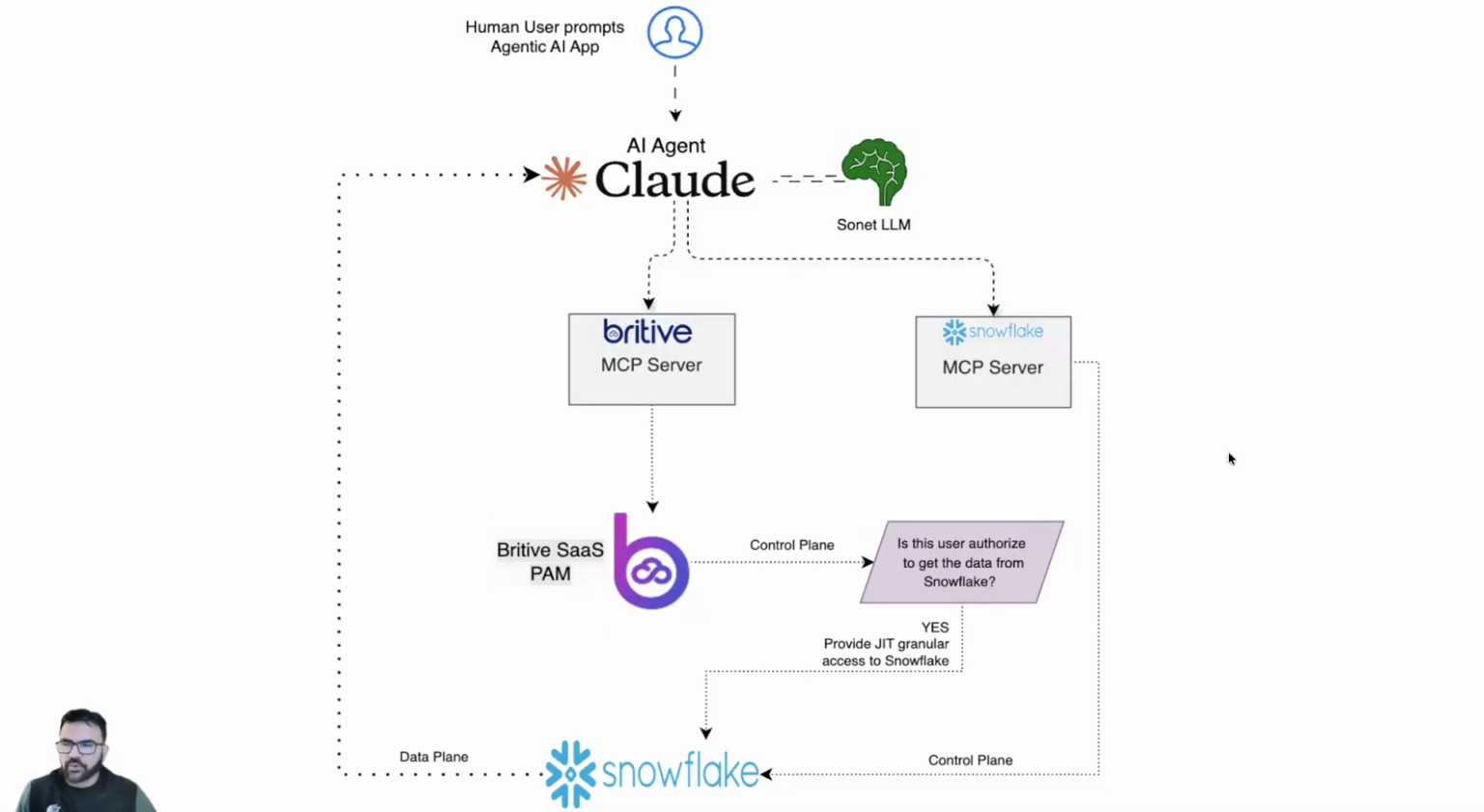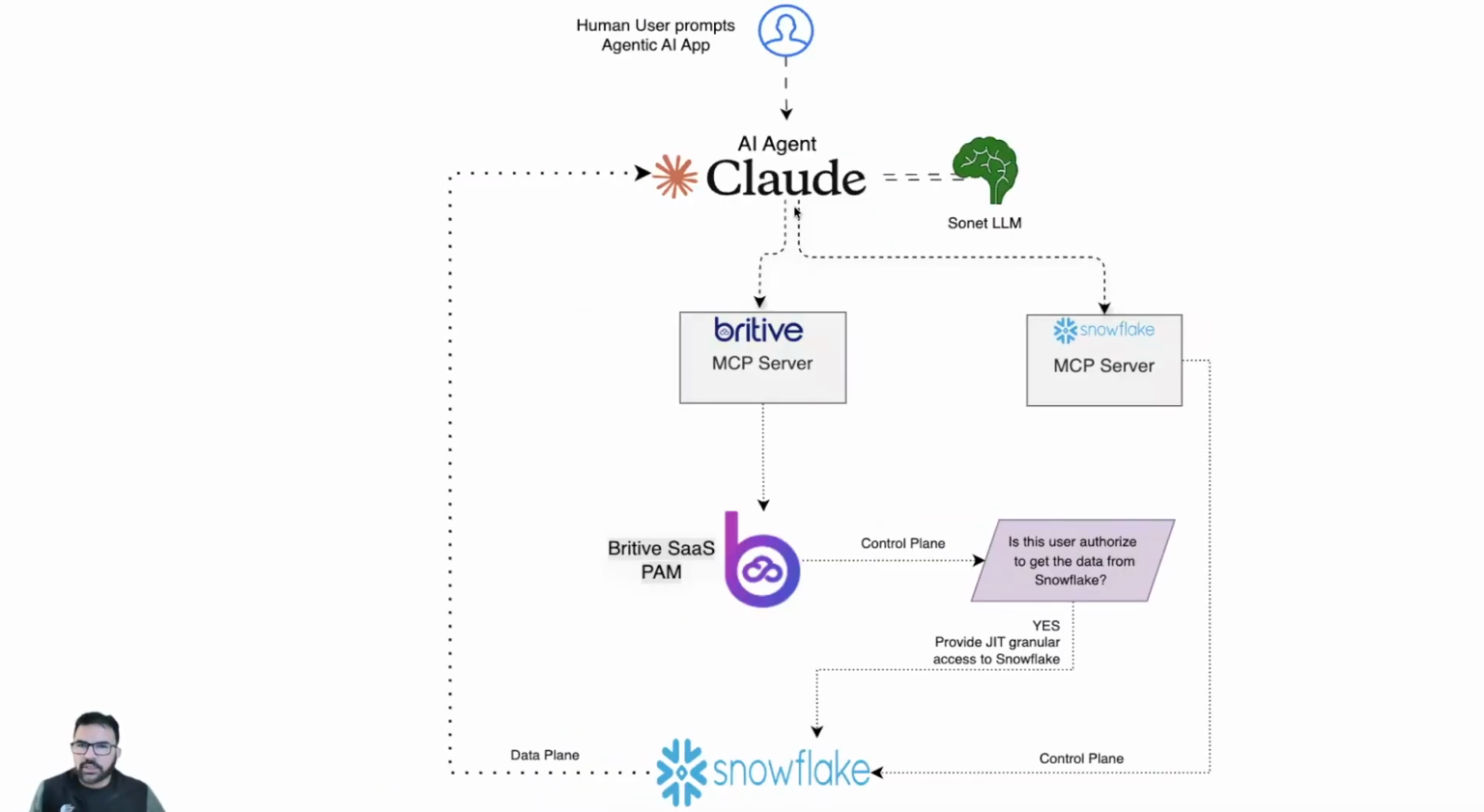So before we dive into the demo, I just wanted to share this architecture we enabled for one of our customers. As you can see on top, you have a human user that is responsible for entering the prompt through this AI agent, and we are leveraging Claude as an AI agent provider. Similarly, we are using Sonnet as an LLM here, but like I said, it could be any LLM of your choice. Claude is our agentic AI working on behalf of a human user.